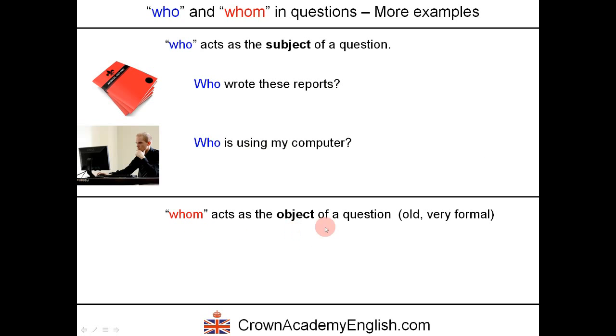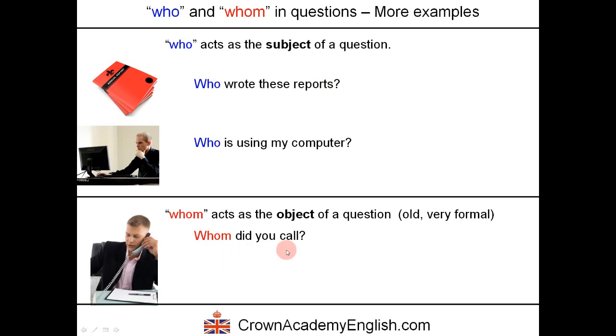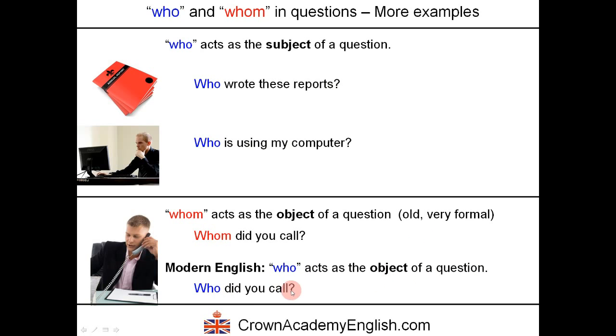Reminder, whom acts as the object of a question in old, very formal English. Whom did you call? Subject, verb, object. But remember, we don't really say this in modern English. In modern English, who acts as the object of a question. Who did you call? Okay, so subject, verb, object.